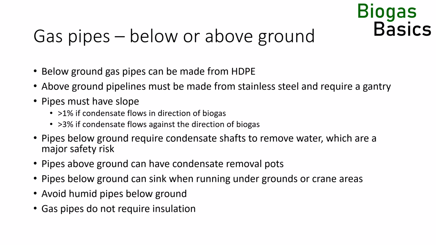Generally, biogas pipes do not require insulation. The only exception is the line downstream of the gas compression, if the aim is to keep the gas partially saturated.